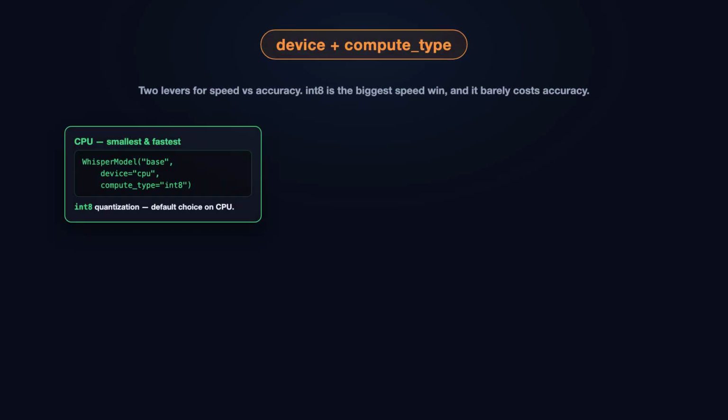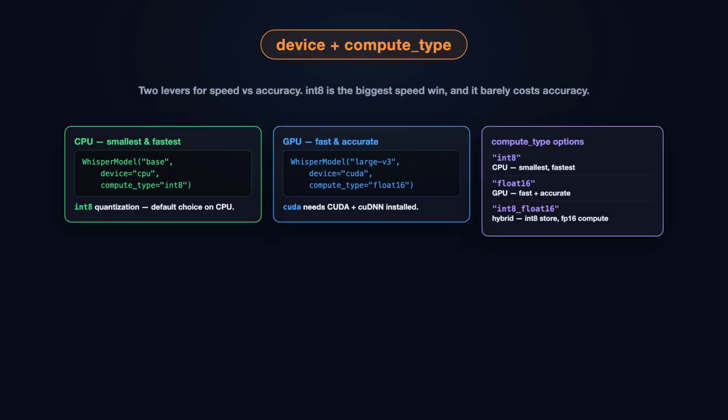Device and compute type are your two main levers for trading off speed and accuracy, so let's be deliberate about them. On a CPU, use device="cpu" with compute_type="int8". That is the smallest and fastest option, and thanks to quantization it barely costs you any accuracy, so on CPU it should be your default. If you have an NVIDIA GPU, switch to device="cuda" with compute_type="float16", which is the fast and accurate choice on the GPU.